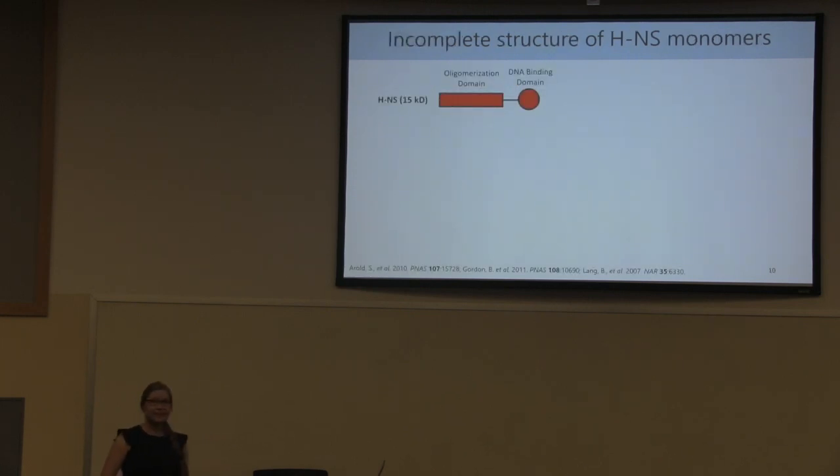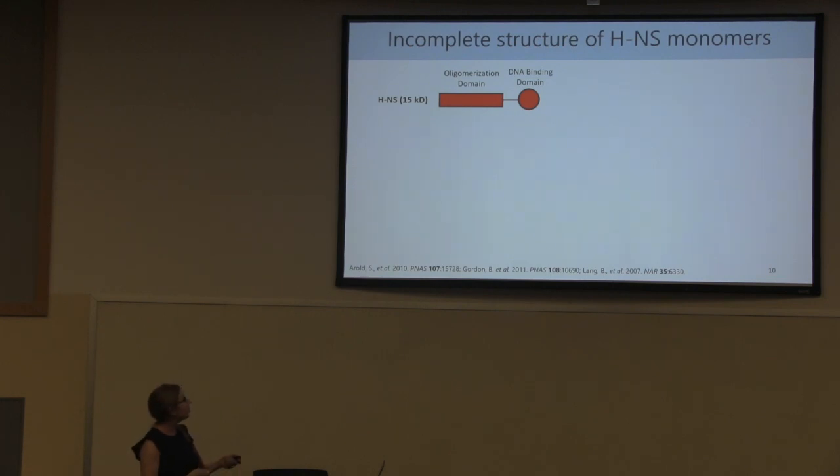So H-NS is a small 15 kilodalton protein, and it has two domains, an N-terminal oligomerization domain and a C-terminal DNA binding domain. And these are connected by a flexible linker. So there's no full-length structure of this protein, but we do have structures of the individual domains.